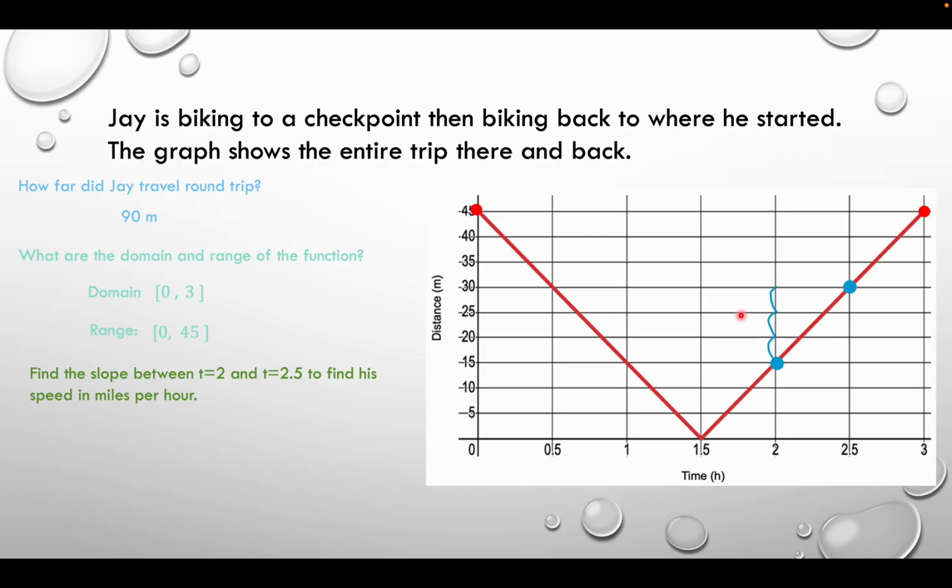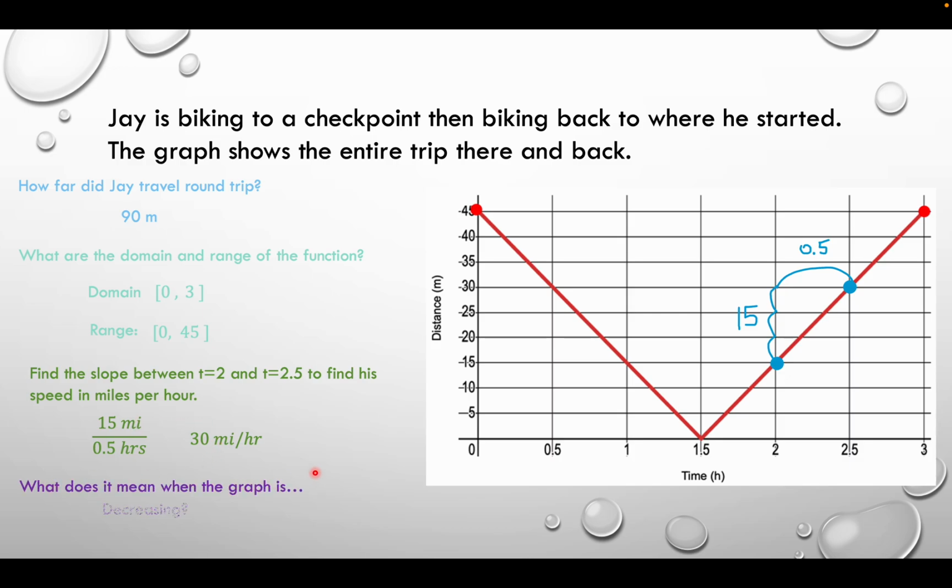To calculate the slope, we need the rise over run. So if we count from 15 up to 30, he travels 15 meters in half an hour. So to calculate our rise over run, our change in y, that vertical change of 15 meters divided by our change in x, half an hour, we get that Jay is traveling 30 miles per hour. Could be meters. This might be a typo, should have said meters.